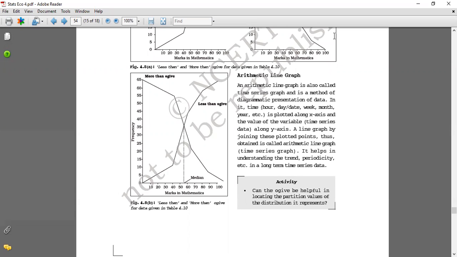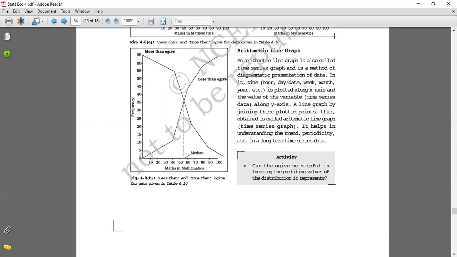So according to that, now we will discuss the next topic, that is the arithmetic line graph, which we can also call the time series graph. The arithmetic line graph is also called a time series graph, and it is a method of diagrammatic presentation of data. Time, in hours, days, weeks, months, years, etc., is plotted along the x-axis, and the value of the variable of the time series along the y-axis. A line graph obtained by joining these plotted points is called the arithmetic line graph or time series line graph. It helps in understanding the trend, periodicity, etc., in the long term in the data series.